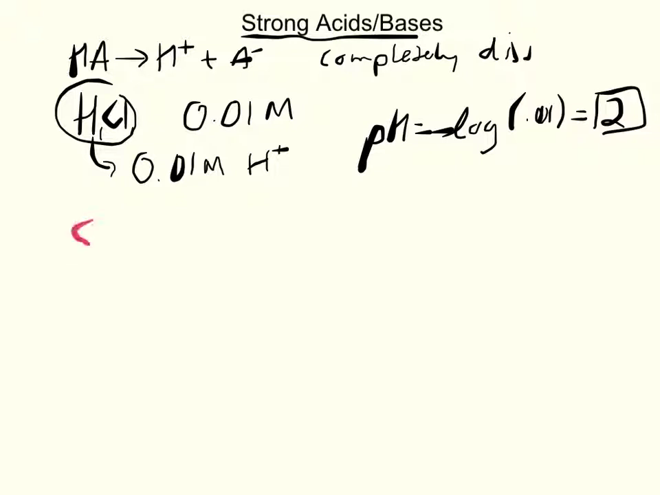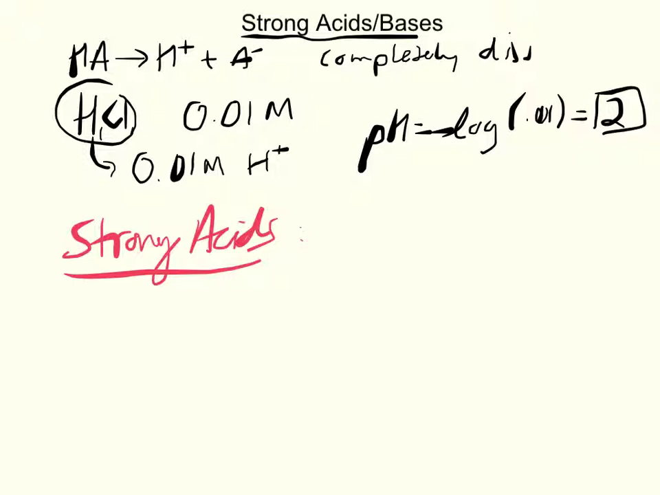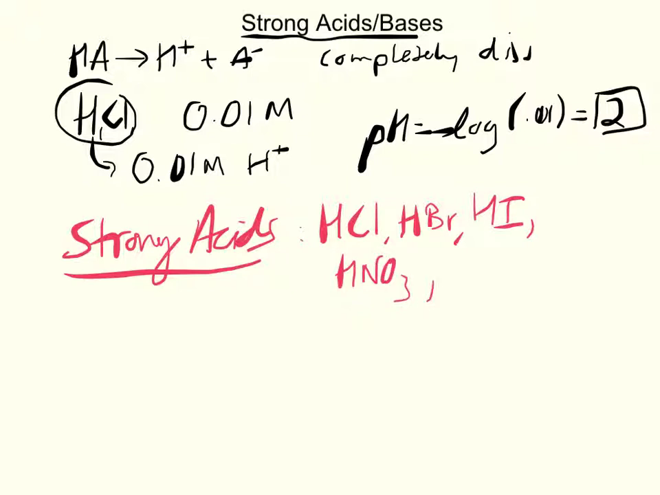So how do we know what are strong acids and strong bases? Well, this is one time where you got to memorize some things. Strong acids, there's 6 of them you got to know. HCl, hydrochloric. HBr, hydrobromic. HI, hydroiodic. HNO3, nitric acid. H2SO4, sulfuric. And HClO4. These 6 you must have memorized.